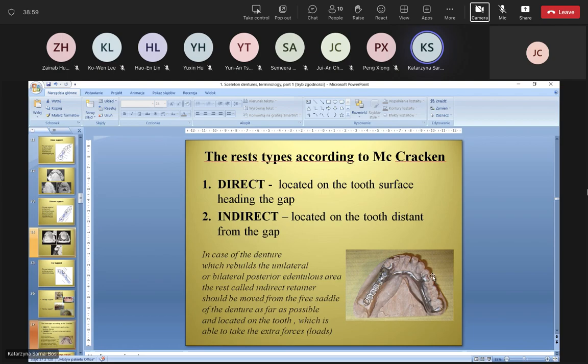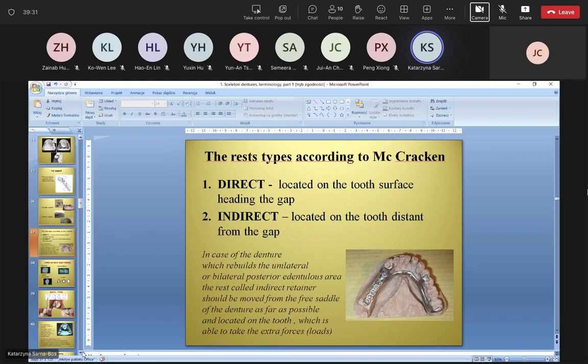In the case of a denture which rebuilds a unilateral or bilateral posterior edentulous area, the rest is called an indirect retainer. This one should be moved from the free saddle of the denture as far as possible and located on a tooth which is able to take the extra forces, extra loads. I told you on the previous slides about the indirect retainers, and this is an example of indirect retainers. It is placed as far as possible from the free saddle of the denture.